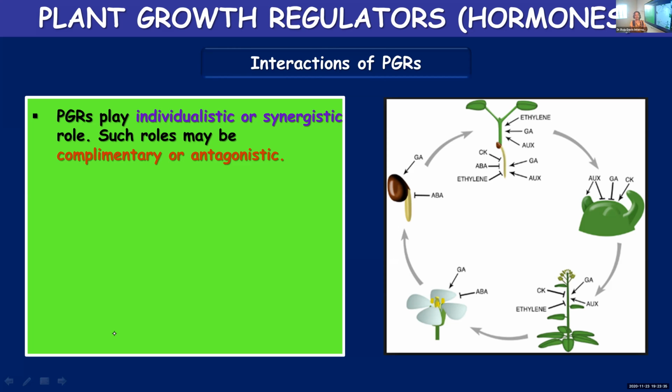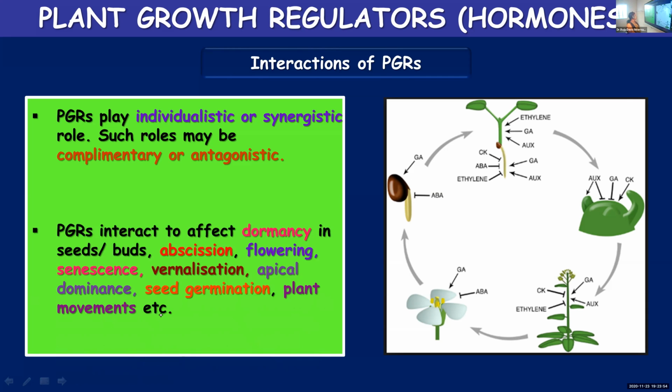Complementary means together working to achieve the same function. So when the role of one hormone is complementing the other, then you call it complementary. Antagonistic means they will be opposite in action. One is promoting growth, the other is retarding growth. Then you can say these are antagonistic in function.